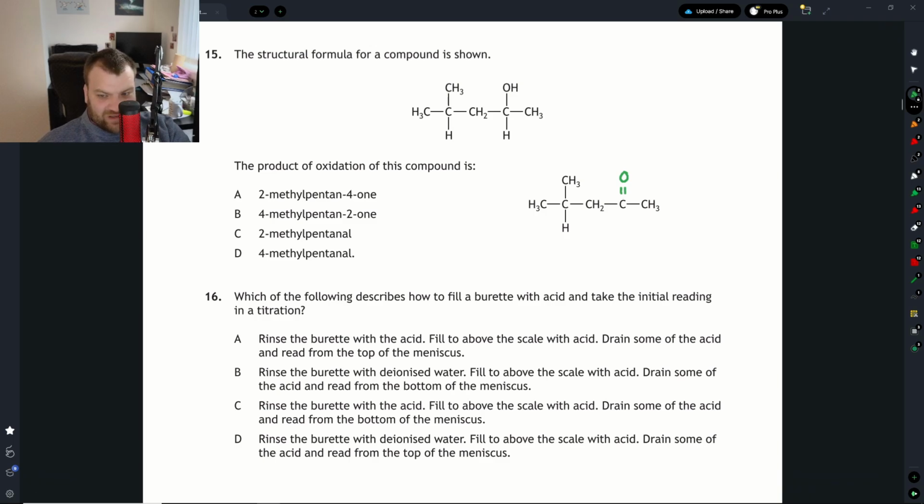Here we have carbon double bonded to oxygen in the middle of the chain. C double bond O is called the carbonyl group. The carbonyl group is in the middle of the chain. That is a ketone.